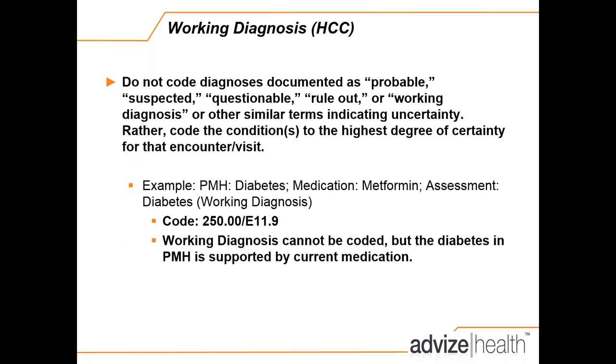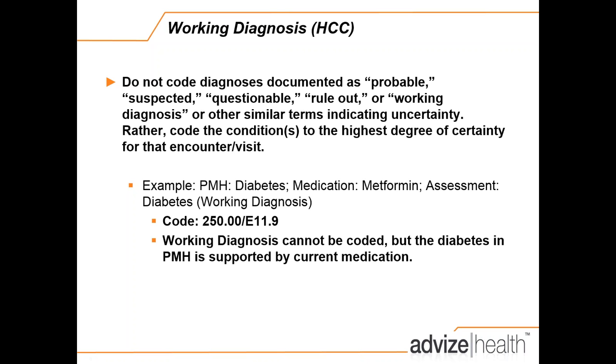Working diagnosis. We do not code diagnoses documented as probable, suspected, questionable, rule out, or working diagnosis, or similar terms indicating uncertainty. I think that's the highlight here: if anything is labeled as uncertain, we cannot use it. That's another general coding guideline for many different types of coding. But specifically for HCC, we want to leave those alone, and that's not to be validated. Rather, code the conditions to the highest degree.